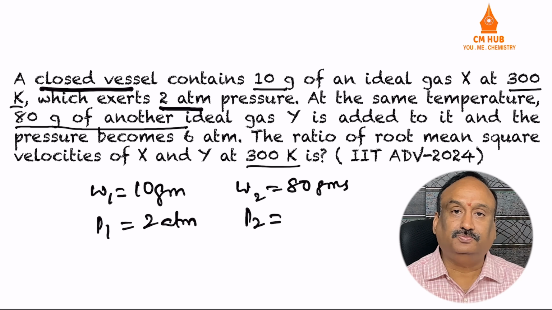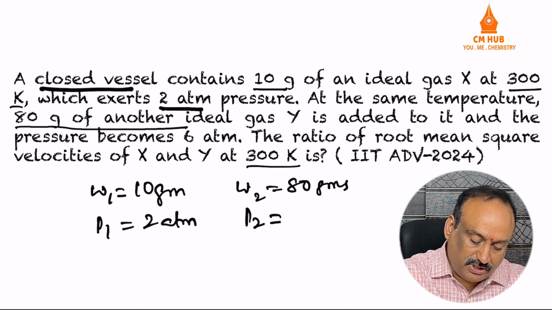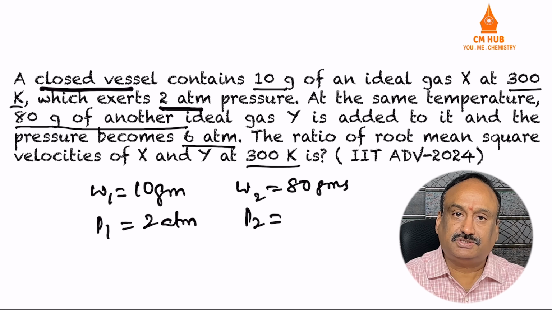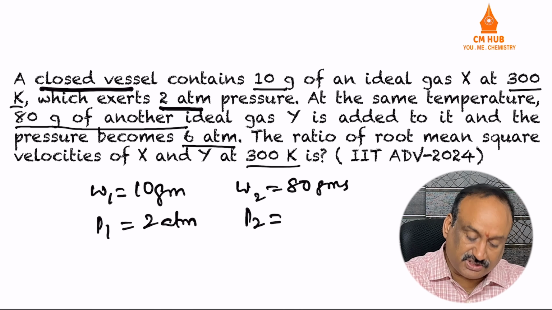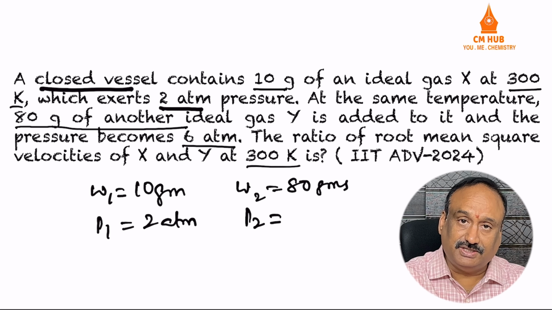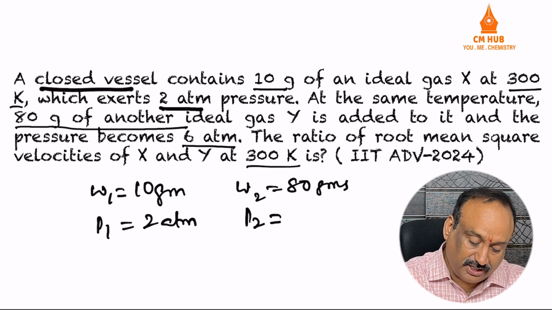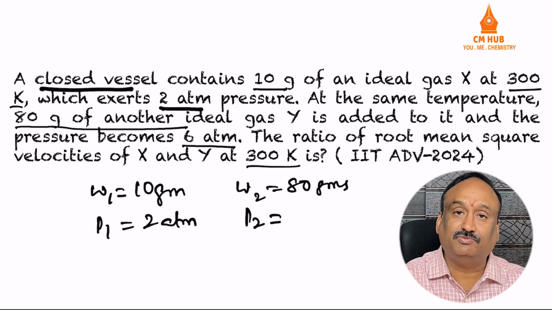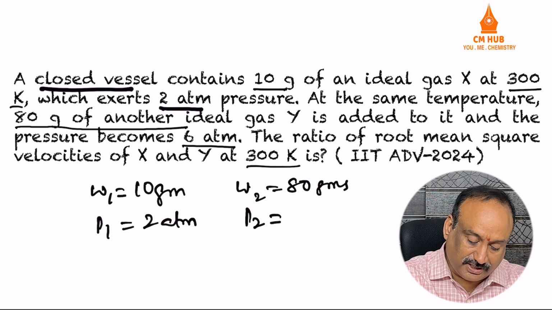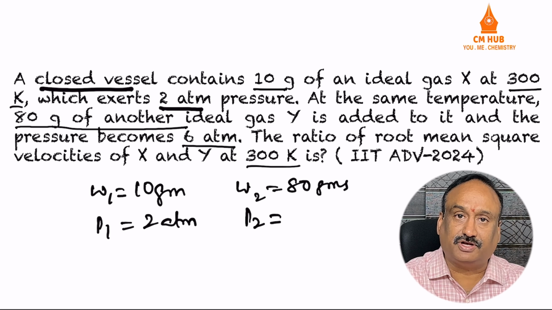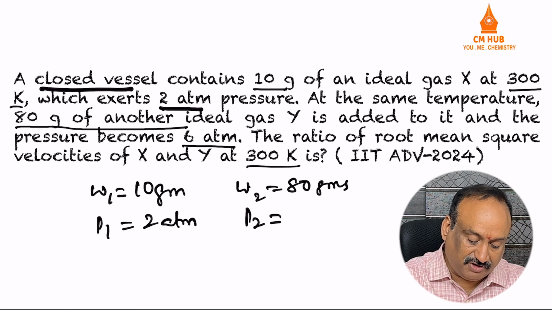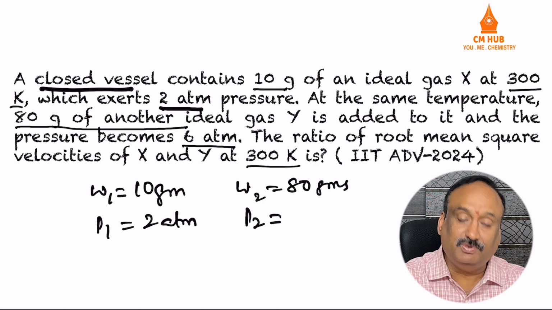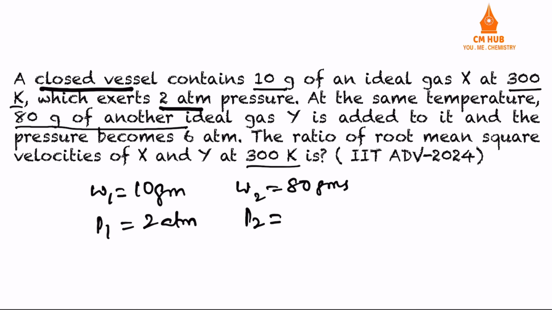Now what is P2? P2 here cannot be 6 atmospheres because 6 atmospheres is the pressure that is observed after addition of 80 grams to the 10 grams of the first gas. 10 grams was already exerting 2 atmospheres. After addition of 80 grams, the final pressure became 6 atmospheres. That implies the additional pressure that is because of the second gas is only 4 atmospheres.